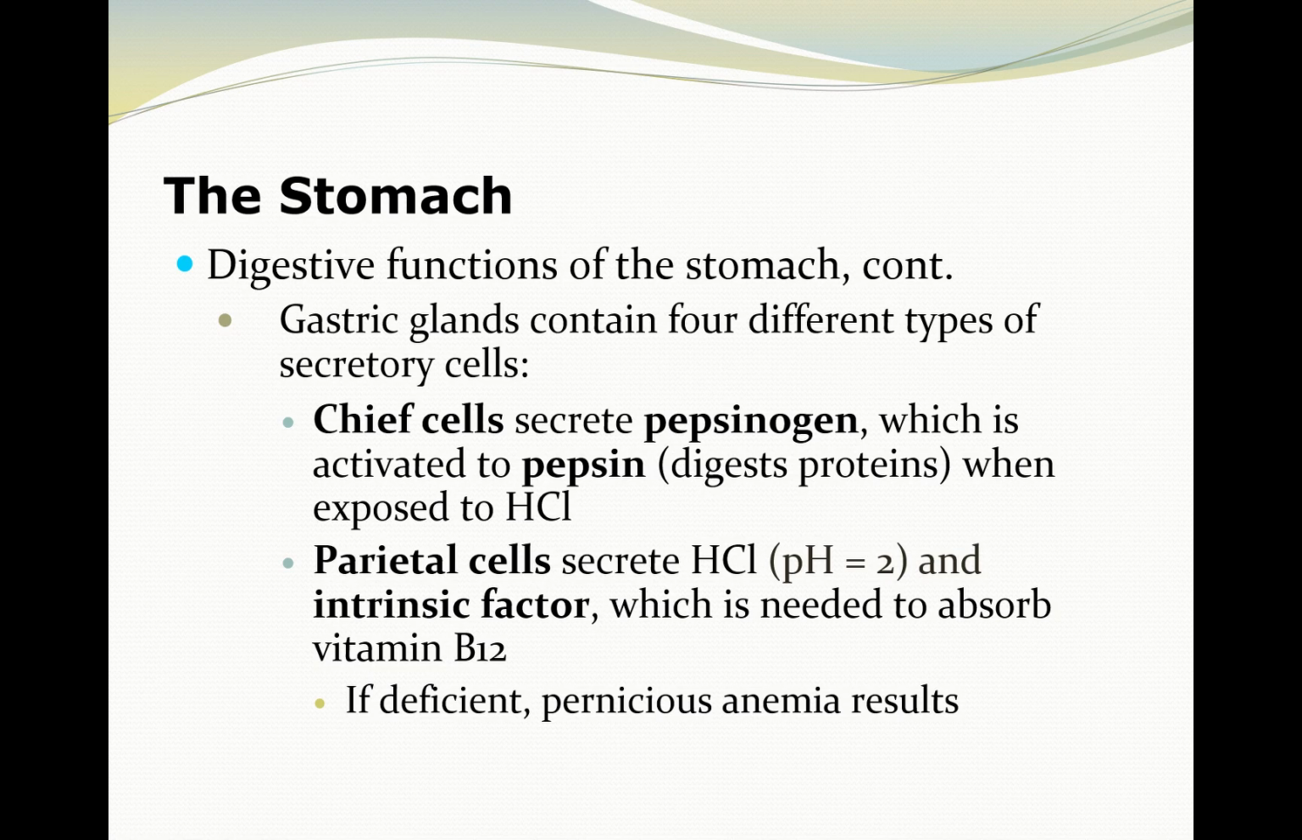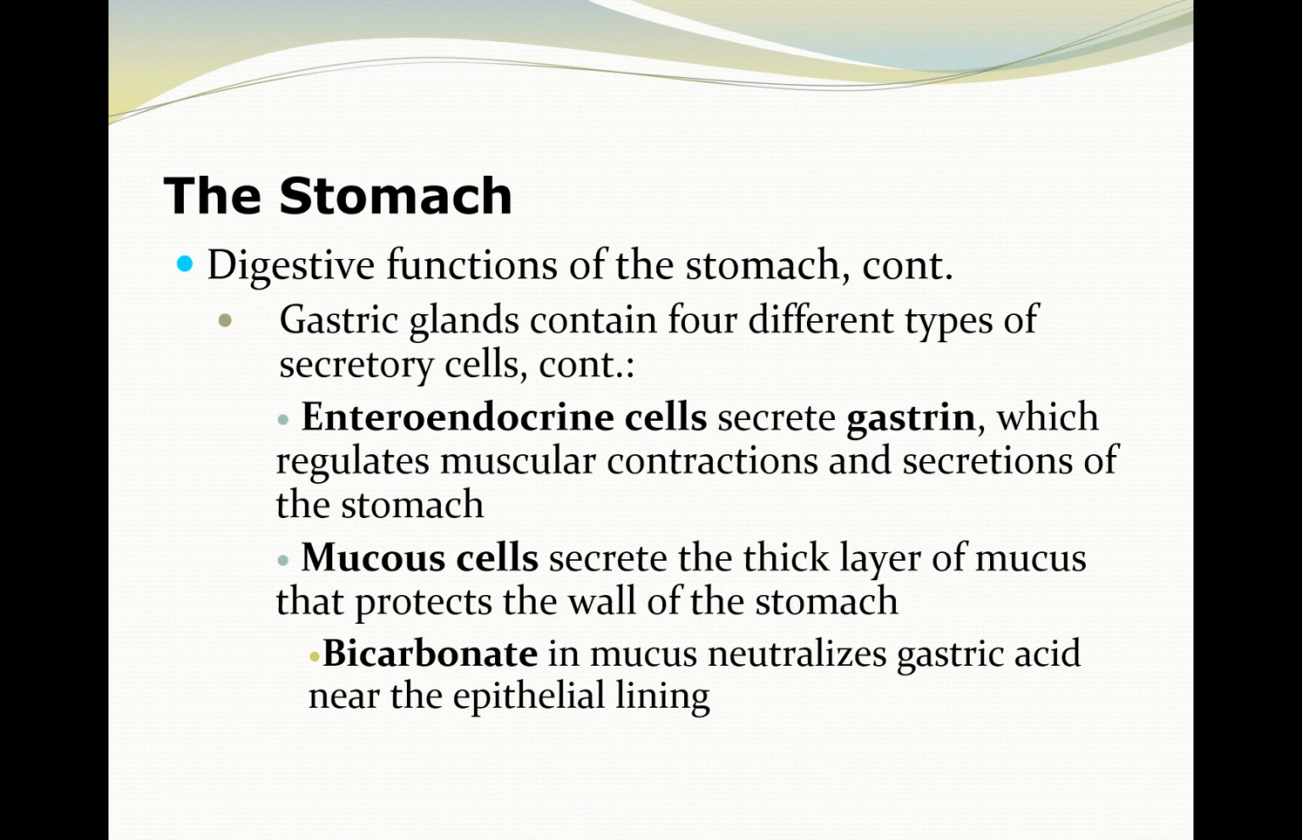All right, so here we can see that gastric cells contain 4 different types of secretory cells. So the chief cells will secrete that pepsinogen, which will digest those proteins when exposed to hydrochloric acid. The parietal cells will secrete the hydrochloric acid, which as you can see has a pH of 2. They also will secrete intrinsic factor, which is needed to absorb that vitamin B12. So if deficient, pernicious anemia can result, which is low iron in your blood cells and a low blood cell count.